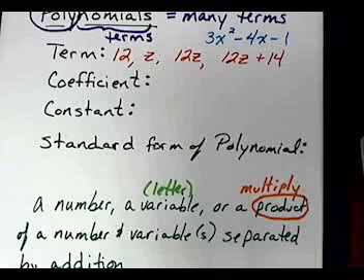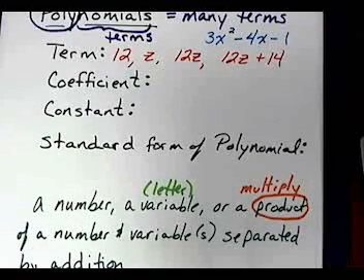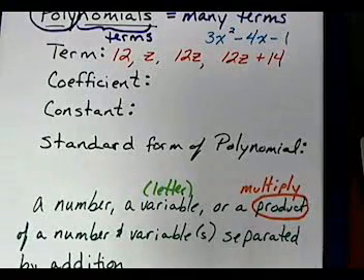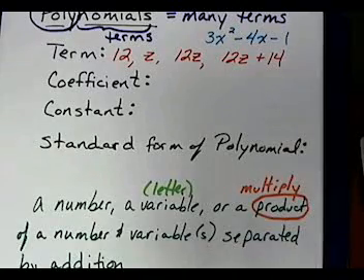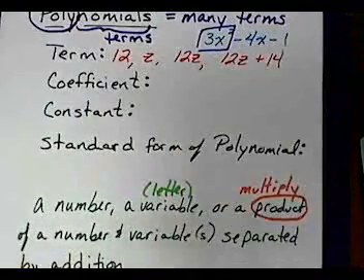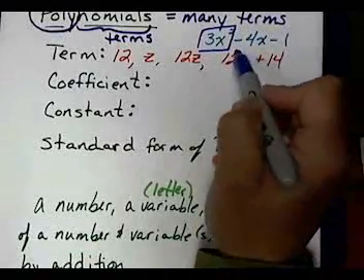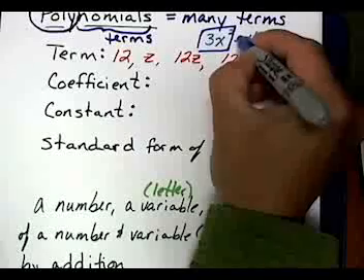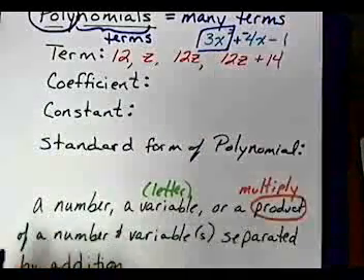I don't see any addition there. But remember, subtraction is the same thing as adding the opposite. So there's three terms there. The first term is the 3x squared. The second term is the negative 4x because the sign in front of the term goes with the term. Because remember, this is adding the opposite.